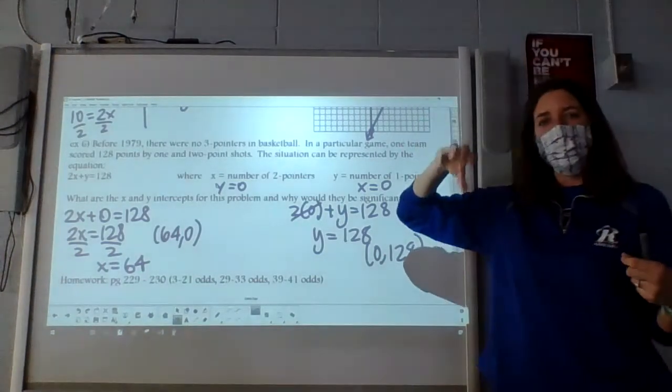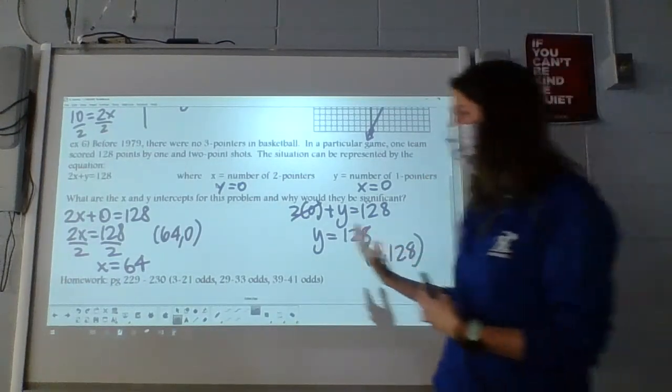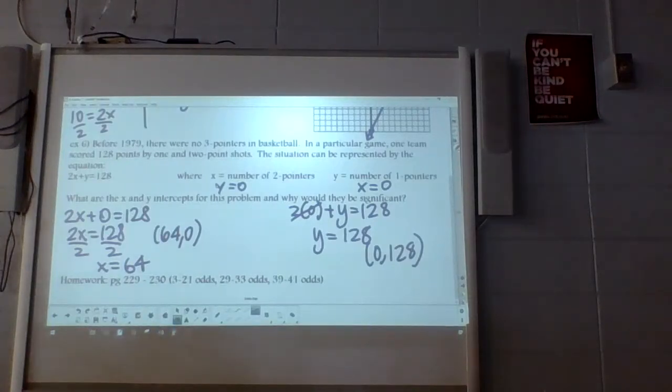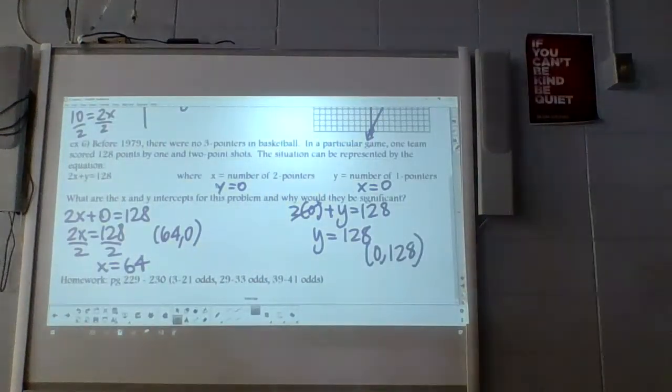If I were to graph that, it would show me some of the other combinations that could work. So I'm just trying to show you guys that intercepts are useful. Obviously, I use points a lot of times just because sports are where my head travels to, but it has significance in a lot of different places.